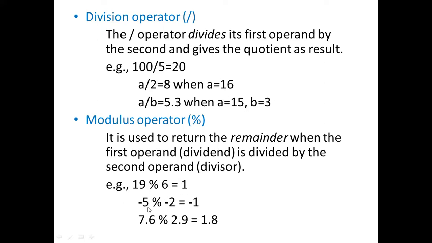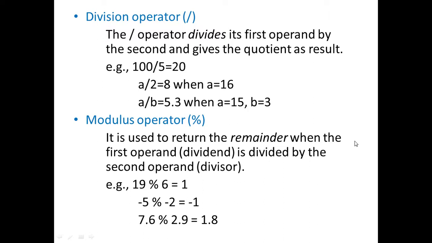If we divide minus 5 by minus 2, then we will get the remainder minus 1. 7.6 divided by 2.9, then we get the remainder 1.8. So whatever remainder is there, it will give us the remainder. That is why it is also called the remainder operator, because it returns the remainder when one number is divided by the second number. So these are the arithmetic operators.